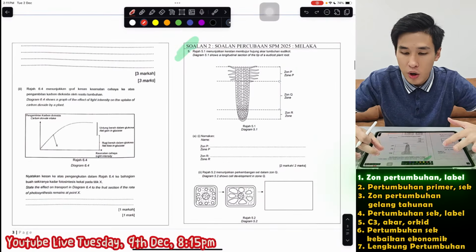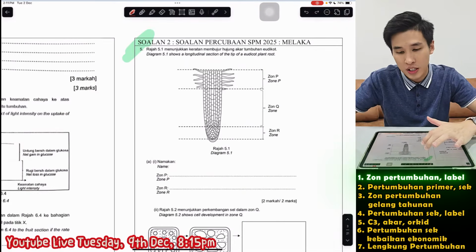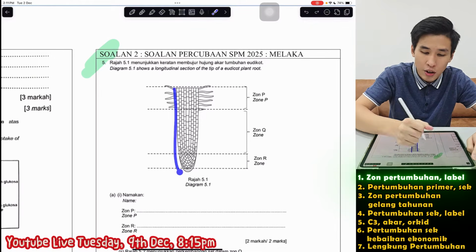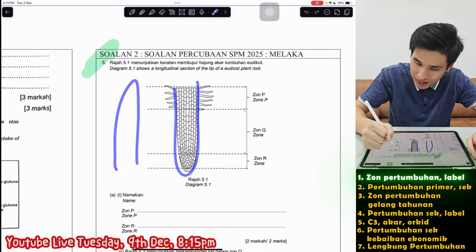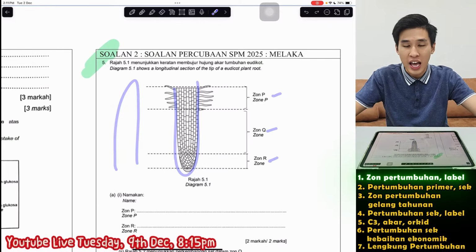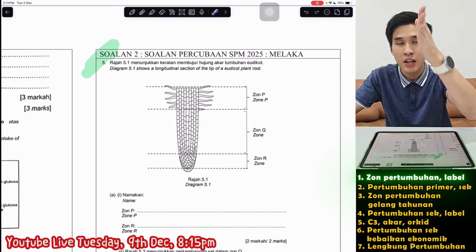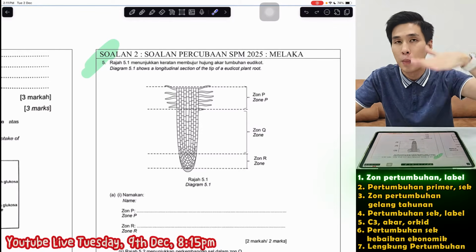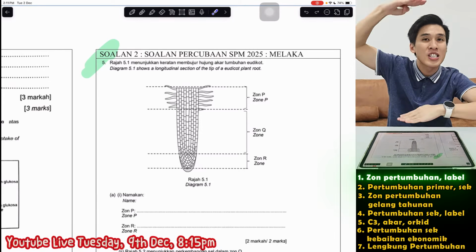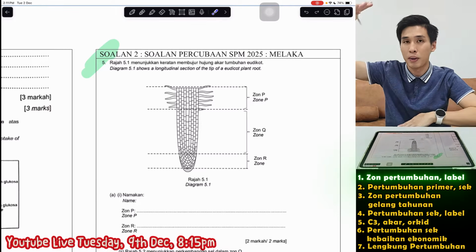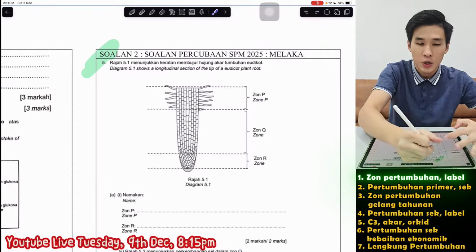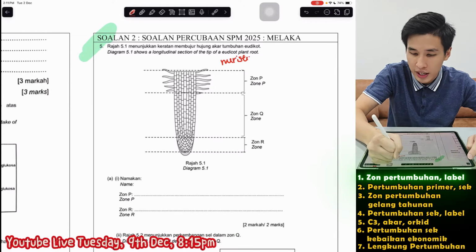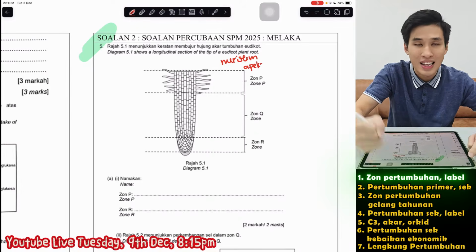So I still start with question 2 Melaka punya paper because the first one quite simple. So whenever we see a hujung akar or hujung pucuk, then ada 3 zone pertumbuhan macam ni, and they ask apakah jenis pertumbuhan. There's only 2 types of pertumbuhan, primer, sekunder. This is definitely primer. Remember, primer adalah untuk meningkatkan pemanjangan, increase the length of the plant. So this is by the way called meristem apex. Apex adalah hujung, pucuk dan akar.